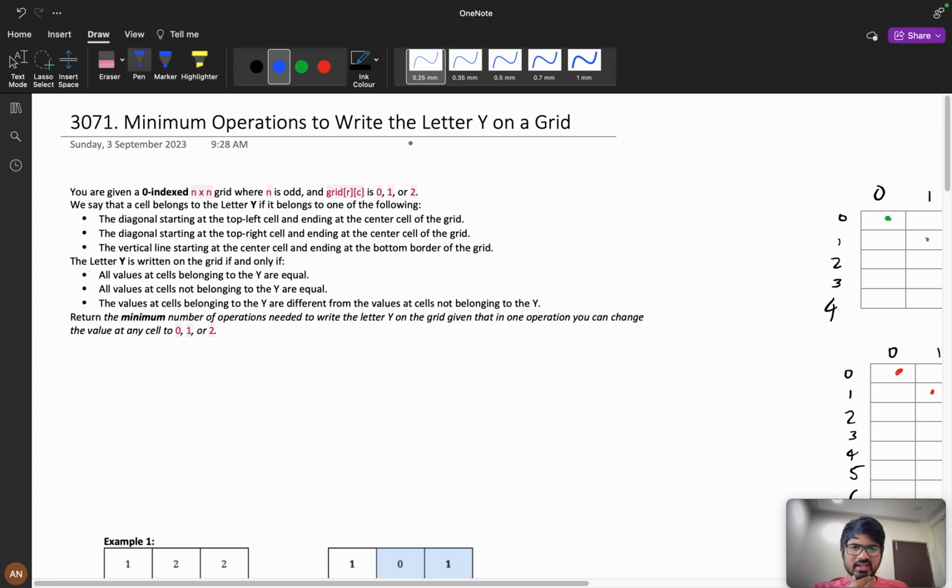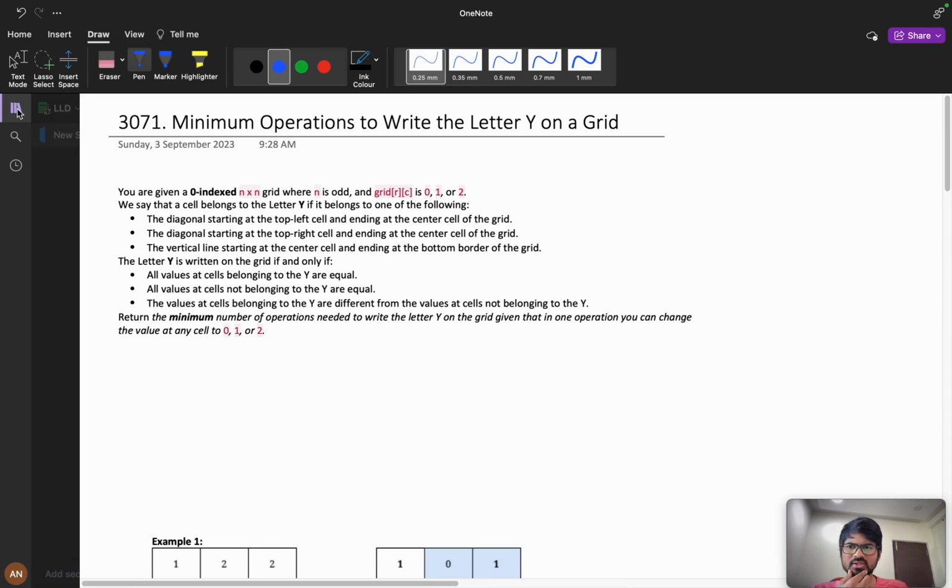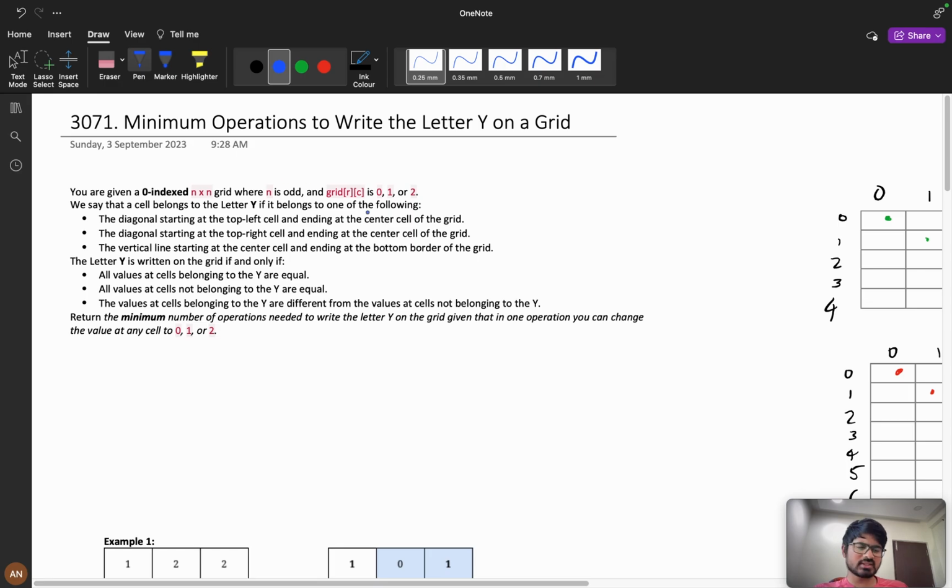Try this problem for at least 20 minutes. After trying for 20 minutes, you can come and watch the video solution. If you do that regularly, only then will you improve your problem solving skills. If you are completely dependent on video solutions, you are never going to learn data structures and algorithms.